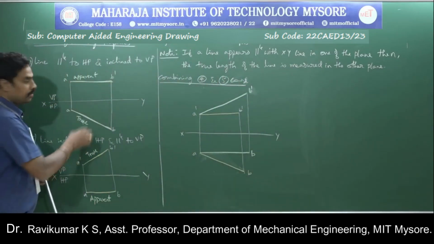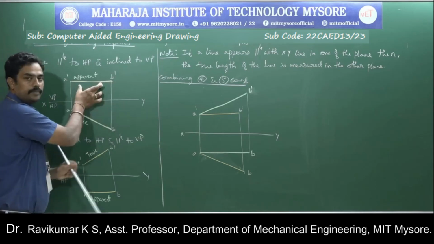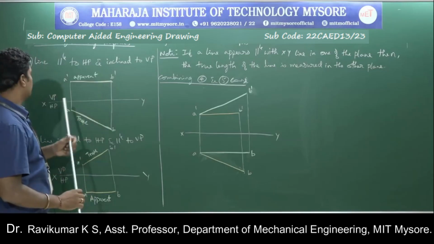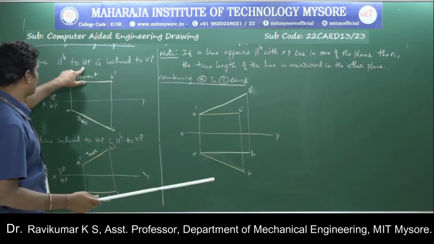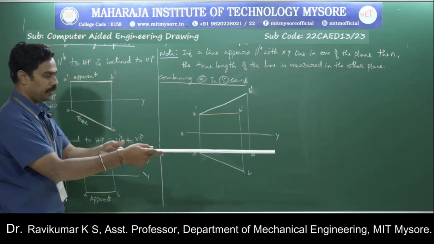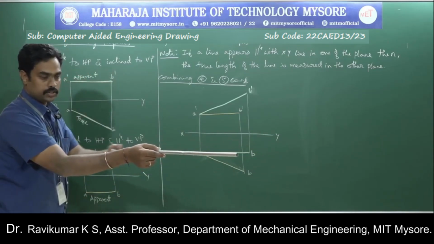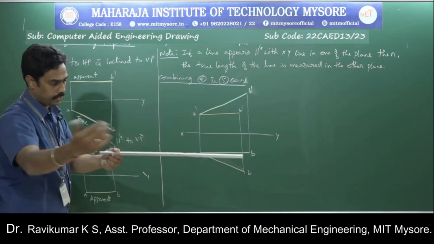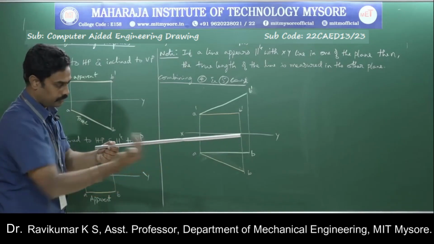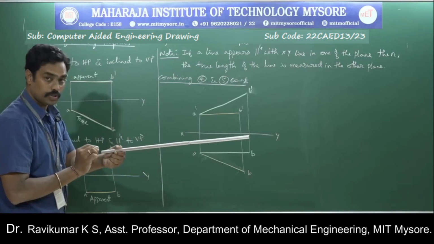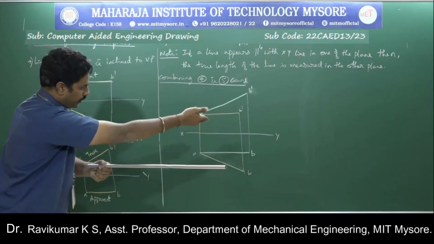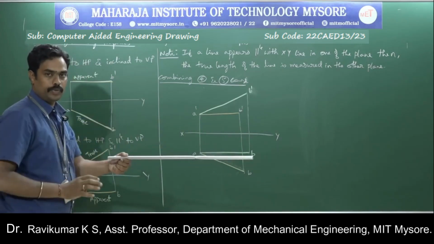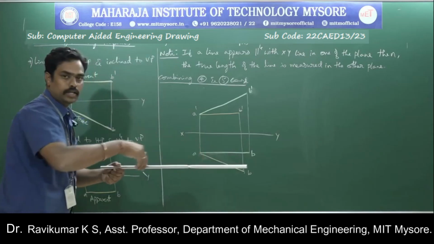In these two figures, A dash B dash is appearing parallel to the XY line. This is not actually parallel, because this is the case of a line parallel to HP and inclined to VP. So the distance from this point to the board and that point to the board is not the same. But if you look from the front view, it will appear parallel, because you project this point onto the board and that point onto the board, and then join those two points. So it will appear parallel to VP, but in the top view, you will get the true length.